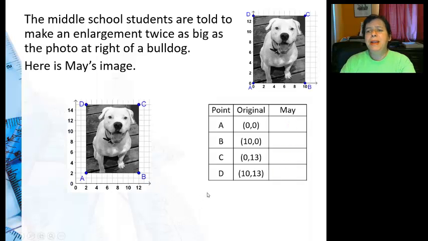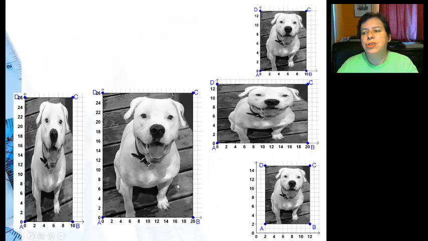Okay, finally we have May. She says, well, I'll just add 2 and just slide it over 2 each way. So these are her coordinates after adding 2 to the x and the y. The question is, who succeeded in making an enlargement of a factor of 2?